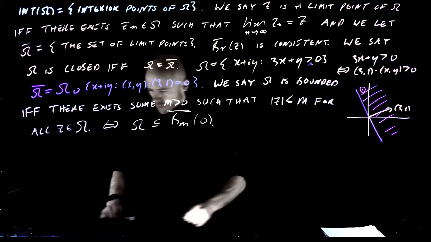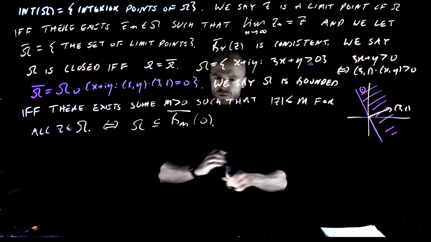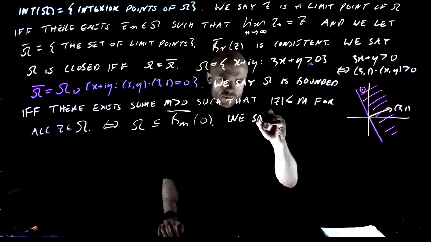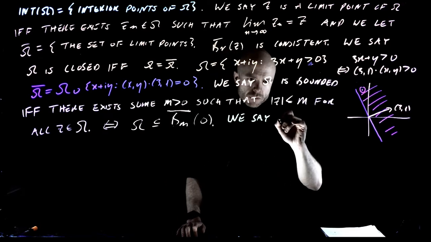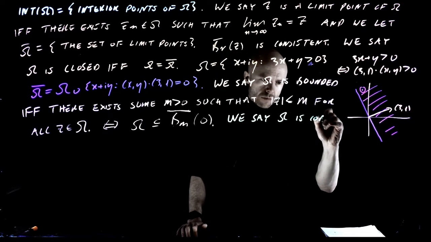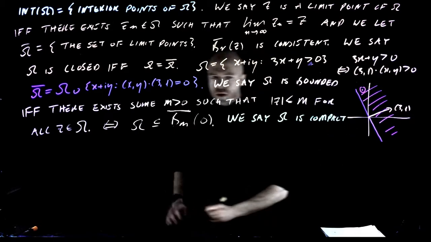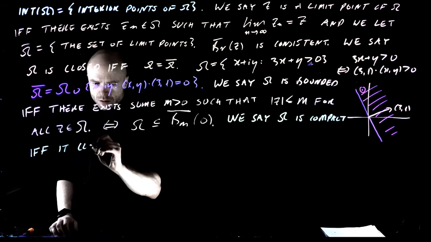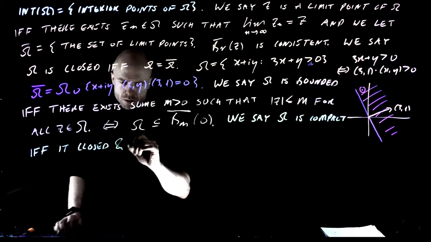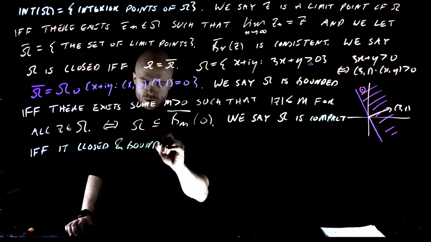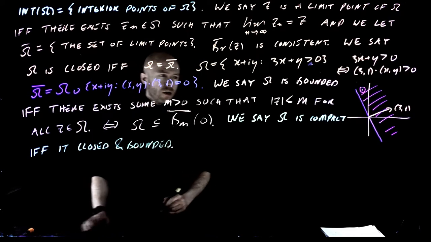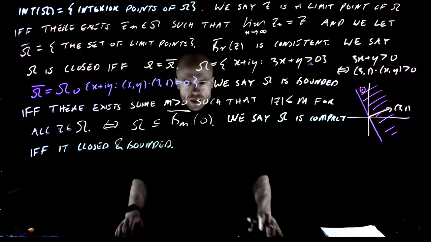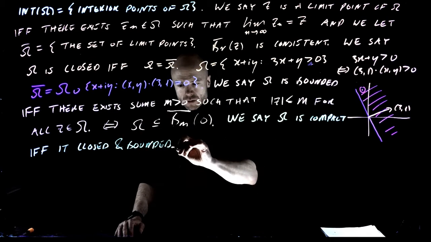Okay? So, something is compact if and only if it is closed and bounded. So for example, the closed ball is compact, it's closed and bounded. What other notions do we need?